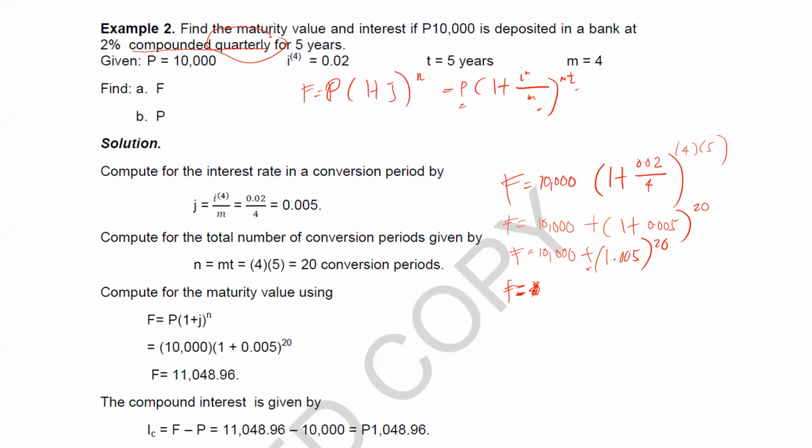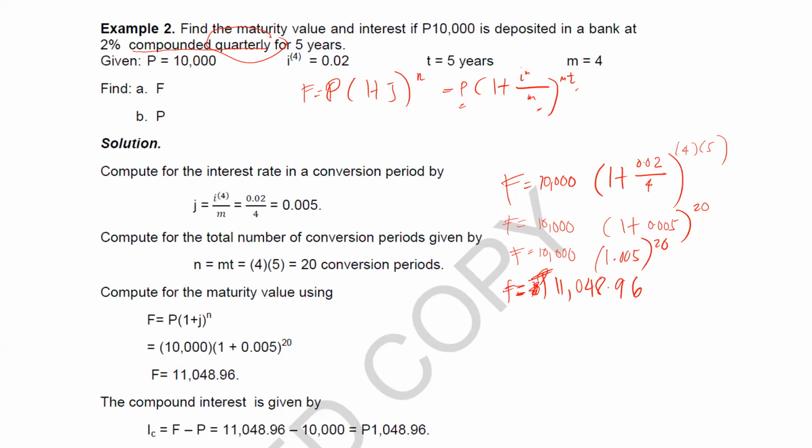Oh, sorry, it should be times. Wait. It is not plus. Let us repeat. It is times; I wrote a plus. Okay. 11,048.96. Same. Compute in your calculator. Okay, so 11,048.96 pesos. Since this is pesos, there should be a peso sign.